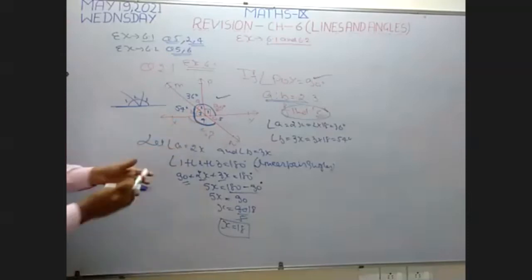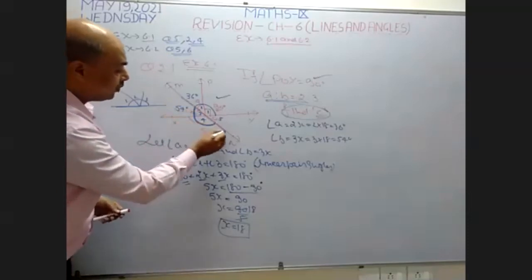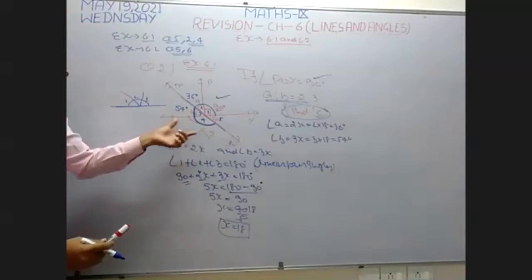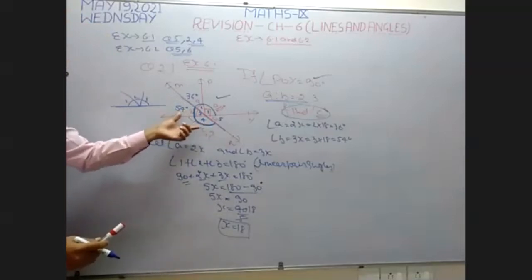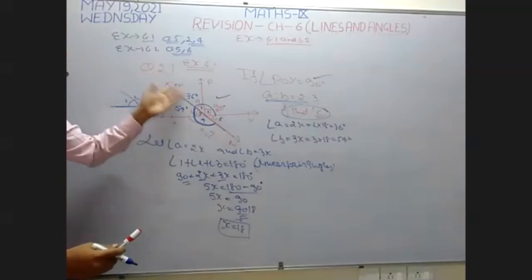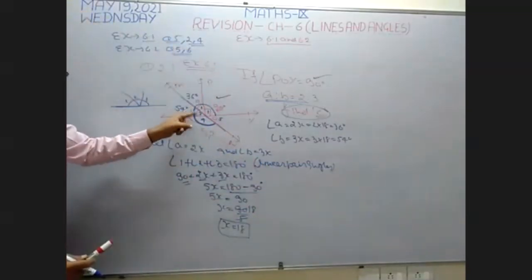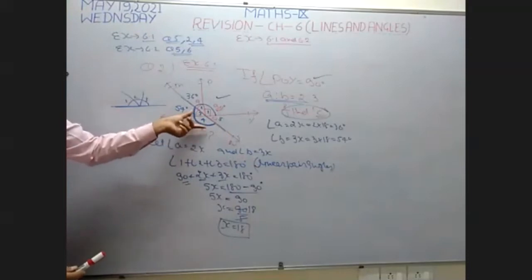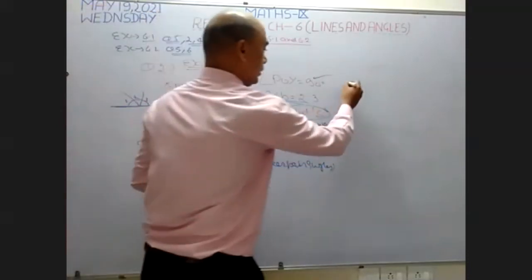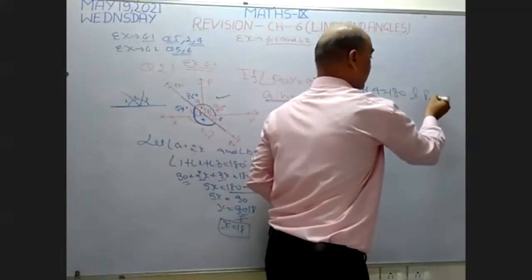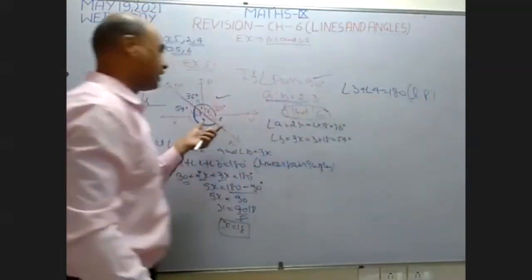Angle 3 and angle 4, again they are going to form a linear pair because both the angles lie on the same straight line. When two or more angles lie on the same straight line, they are known as a linear pair. So the relation between these two angles is again linear pair. So right here, angle 3 plus angle 4 equals 180 degrees. Reason: linear pair.